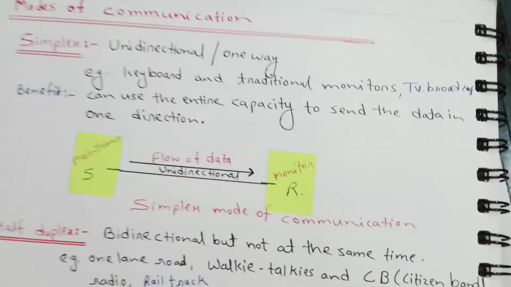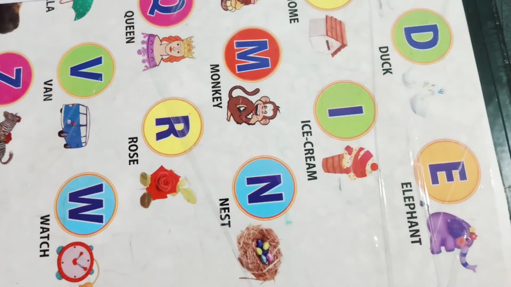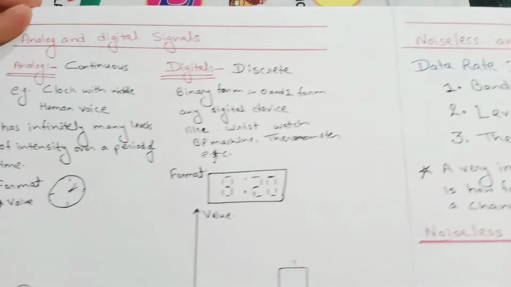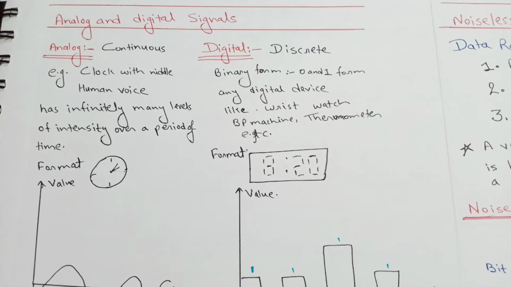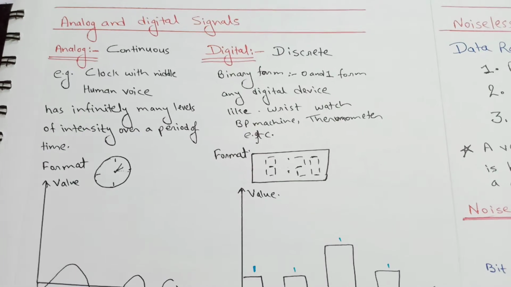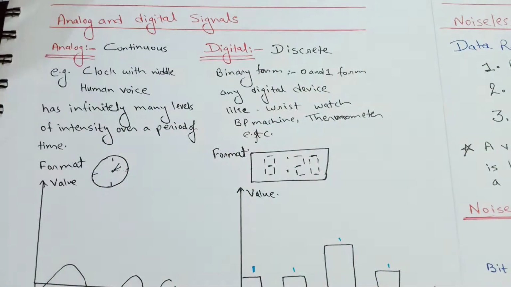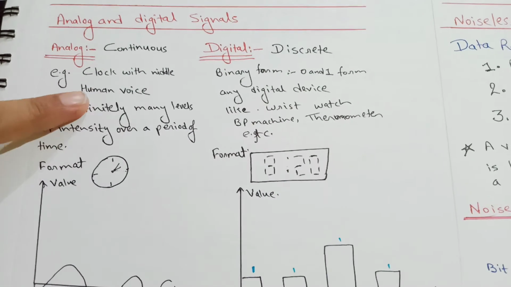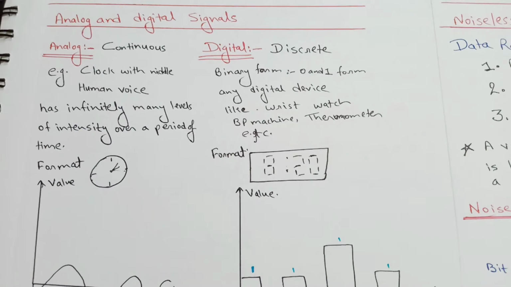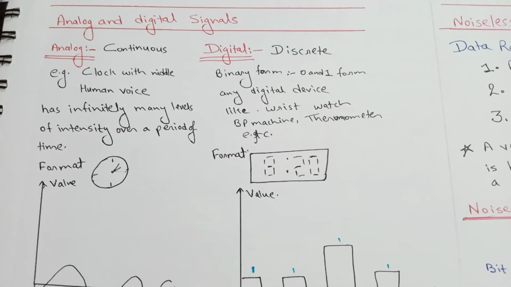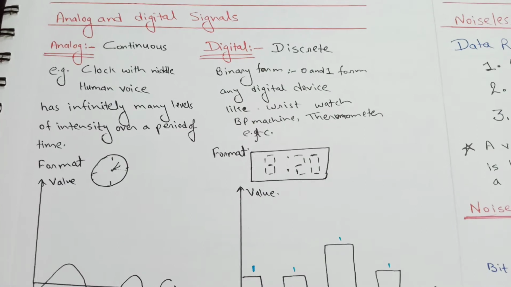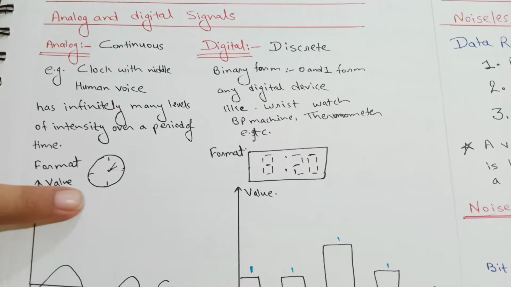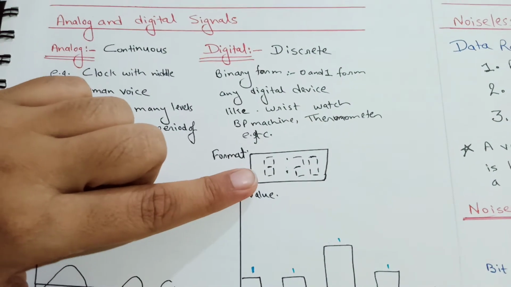Okay, now we will discuss analog and digital signals. What are analog and digital signals? Analog signals are continuous and digital signals are discrete. Examples: a clock with needle, or the human voice. Our voice is analog. A clock with needle is an example of analog, and this is an example of digital.